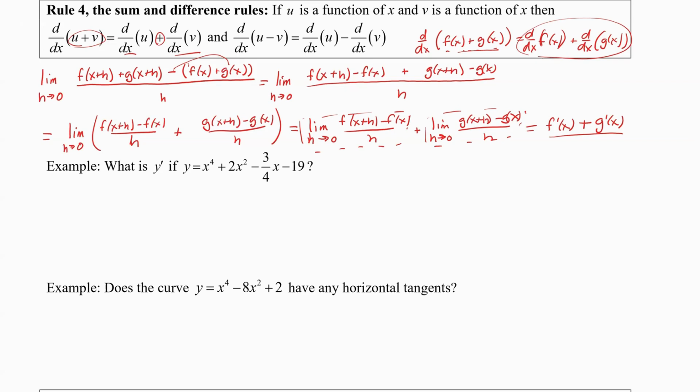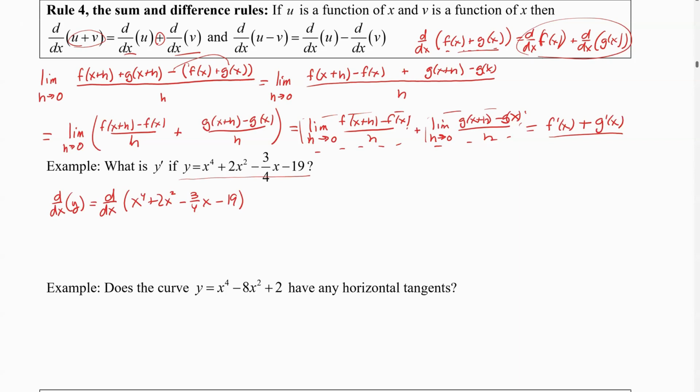Now, what's the use of that? Well, it means that if I take a look at doing something like finding that derivative, I want to take the derivative of both sides of that equation. x to the fourth plus 2x squared minus 3/4 x minus 19.